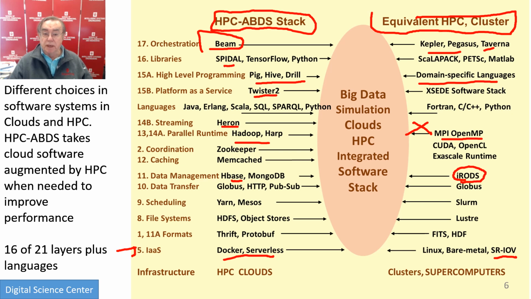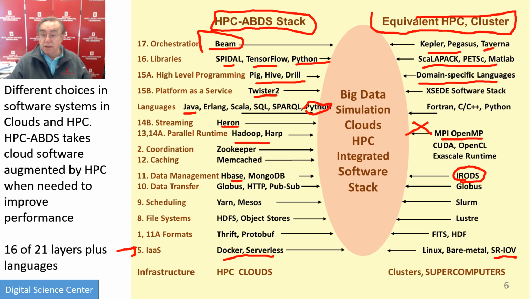Libraries, here I put our own SPIDAL big data library, TensorFlow. Python has lots and lots of libraries. And libraries are very important on the HPC side, where I've given here some classic libraries, Matrix, Sparse Matrix, and the many libraries MATLAB has. Languages are also a little different: C, C++, Python, and Fortran. And in the big data case, Python is shared, but you would also use C and C++, especially if you're Google. But also languages like Java, Erlang, Scala, SQL, of course, and SPARQL for querying graph databases.